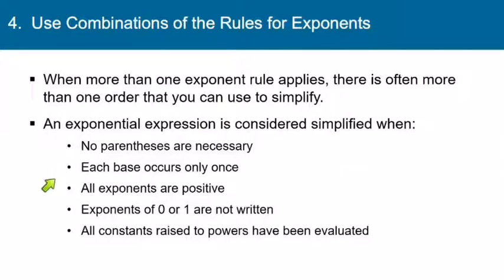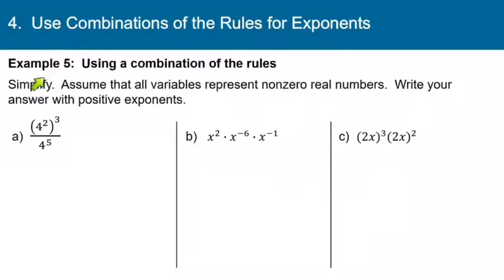So again, as long as you've met all of these conditions, the order that you apply the rules in won't make any difference. Now let's look at example 5. So notice that the instructions only say simplify. They are not going to tell us which rule to use. So we just have to be able to look at the problem and decide for ourselves which rule we want to apply first. And then we have to make sure we leave our answer in that fully simplified form.